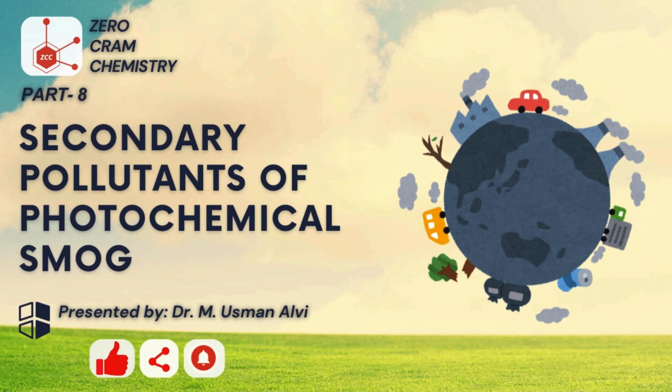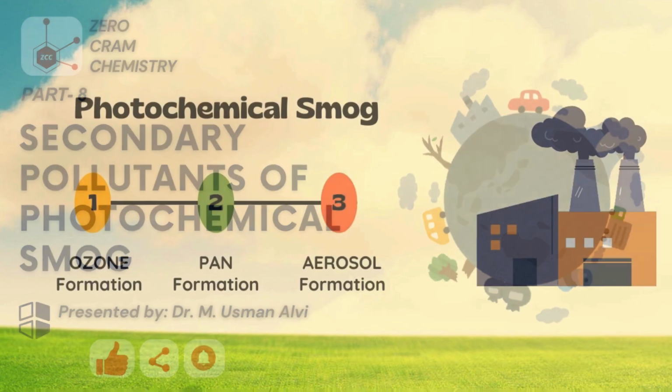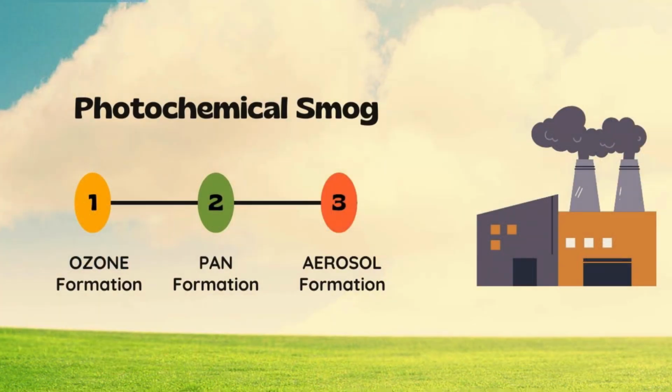So today's lecture is about secondary pollutants that are present in photochemical smog, and this is part 8 of a lecture series about atmosphere and pollution. In the previous lecture we discussed in a brief way about photochemical smog, how it is produced and what its effects are. So in that lecture we learned that there are three types of products that are found in photochemical smog.